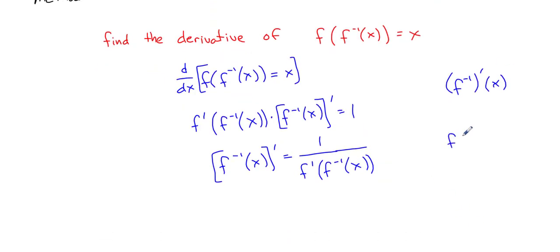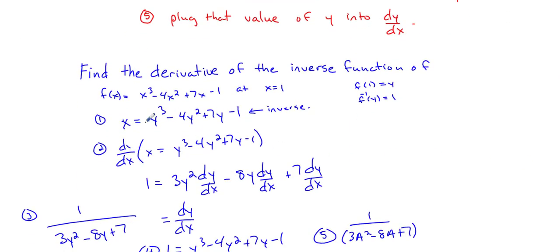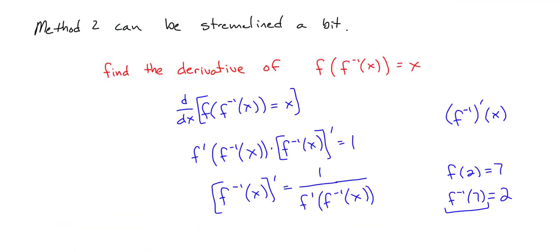Again, if f of 2 equals 7, what does f inverse of 7 equal? 2. So they're going to want the inverse evaluated at 7. Well, we're going to have to figure out what x value gives us 7. And that's what we did over here, right here, when we set this equal to 1 and solved. We'll be doing that. Okay, so let's try this process, the streamlined method 2, on a new problem.